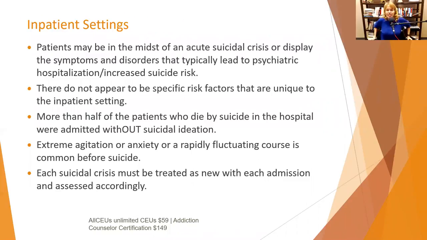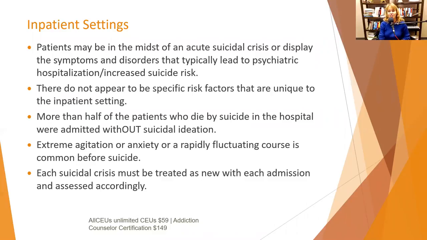So, inpatient settings. We talked about how to handle it in different settings. Patients may be in the midst of an acute suicidal crisis or display the symptoms and disorders that typically lead to psychiatric hospitalization or increased suicide risk. So if they're in inpatient settings, we need to know that they're already obviously struggling for some reason. And just because they're an inpatient, don't think that they're safe. Don't think, all right, the pressure's off, they're not going to become suicidal. They can still decompensate. There do not appear to be specific risk factors unique to the inpatient setting.